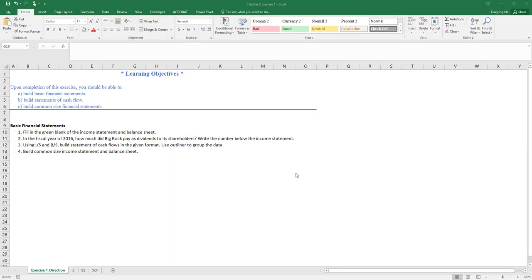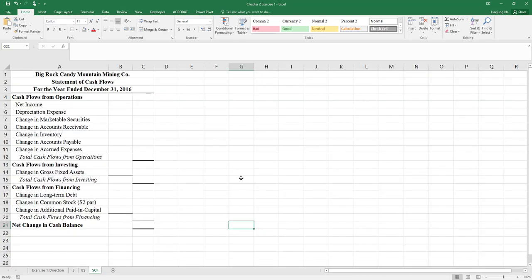Now, back to the directions and let's move on to number three. Number three reads: using the income statement and balance sheets, build the statement of cash flows in the given format. Use outliner to group the data. So why don't we move to the statement of cash flow tab and take a look at the format itself.